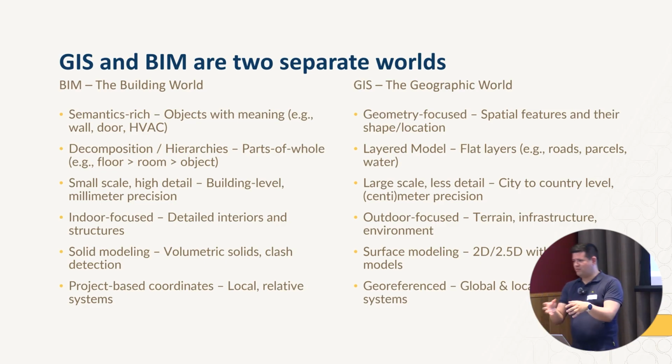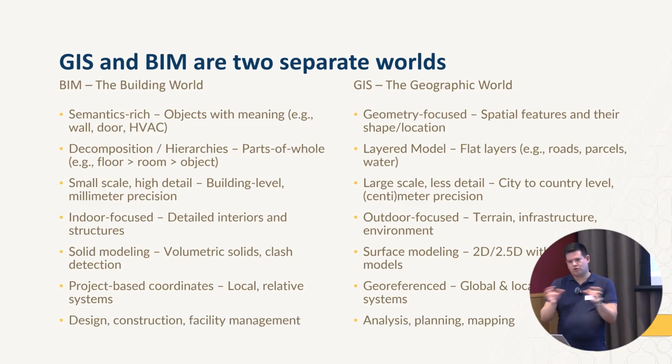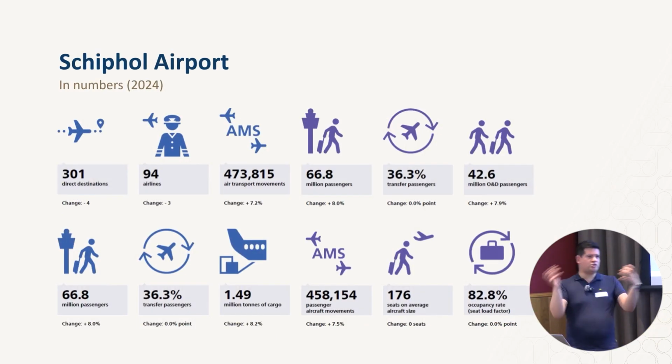And don't get me started about projections. I'll go into that. BIM is a locally oriented system. I have my own defined zero, while GIS usually has a location on the planet. And that's one of the challenges we have to deal with. And if you look at where you use both systems, BIM is more for design, construction, facility management, asset management, while GIS is more for the analysis, the planning, the mapping, knowing what's where, and how we can change that.